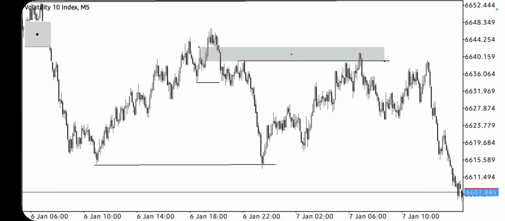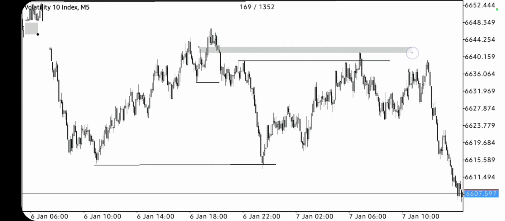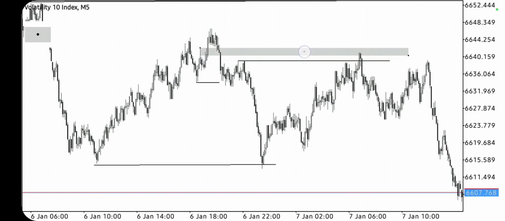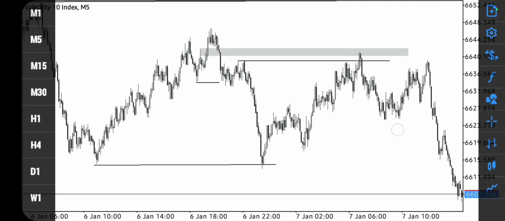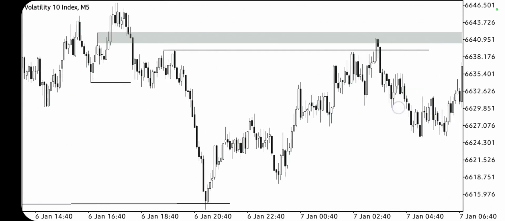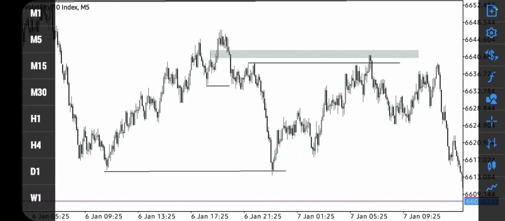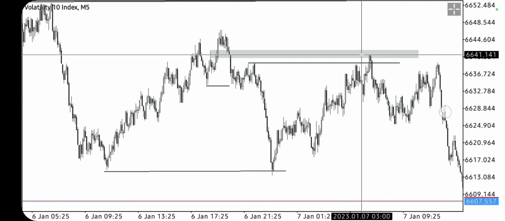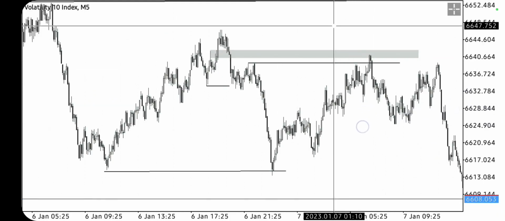The market used this PO high to continue to the downside. The QML candle, you can see the market used the QML candle to continue to the downside. And I could not enter from this area because if I had entered from here, this would have been my TP.